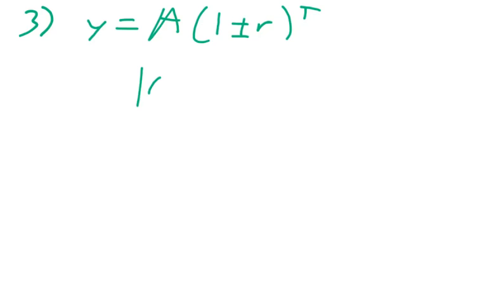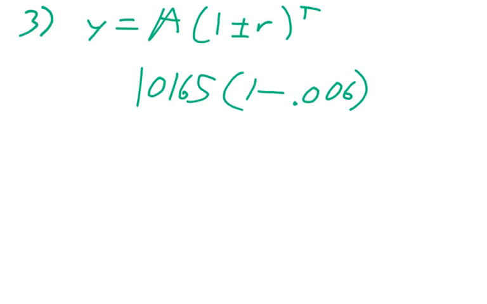Alright, for problem number 3, we have our formula for growth. And so the residents of Mathville decrease at a rate of 6% per year. There were 10,165, so that's our starting point. It decreases by 0.6%, which I rewrite as 0.006.